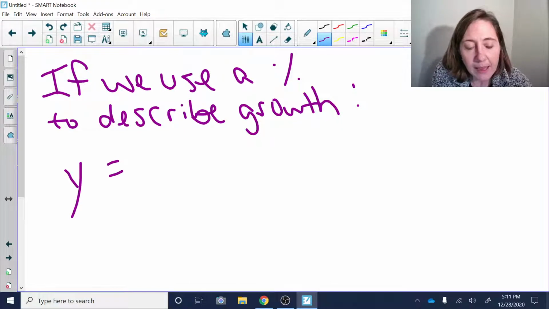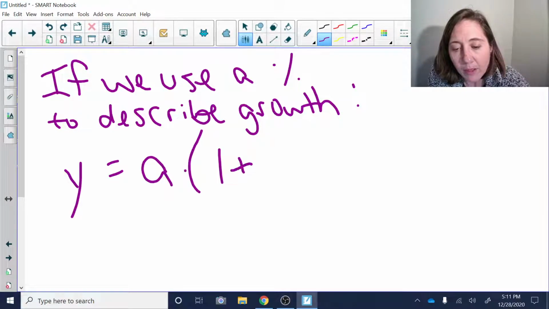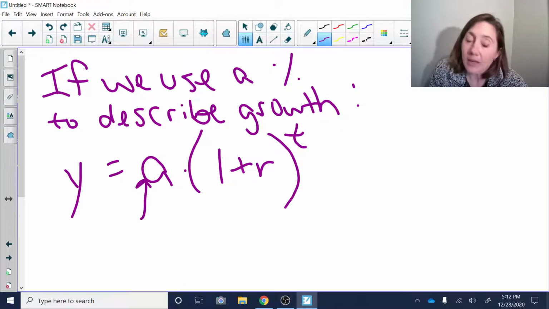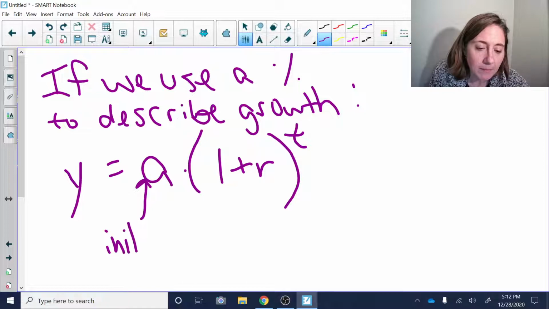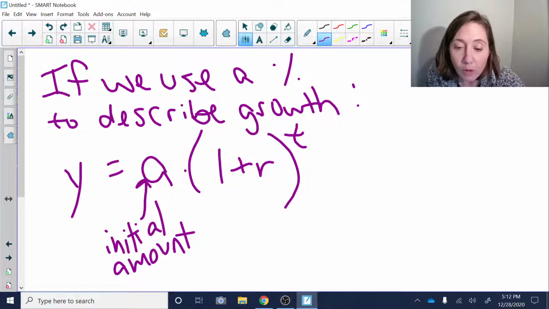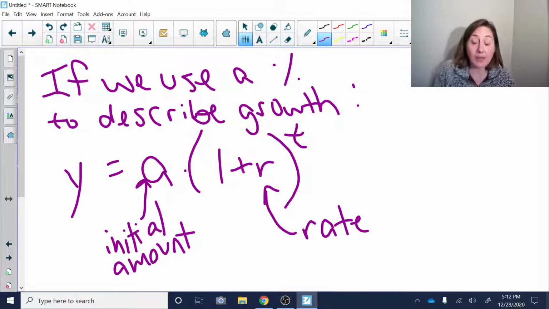So y equals a times 1 plus r to the t. a is still going to be your initial amount. That is exactly the same. r is going to be your rate. This is often given as a percent. These are particularly going to show up in financial situations, like if you get interest in a bank account, they will give that as a percent.